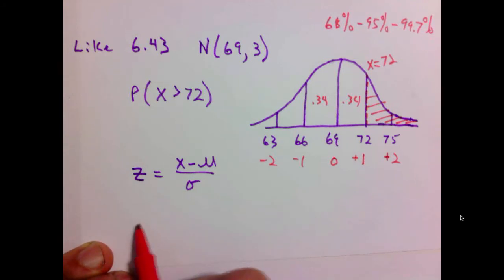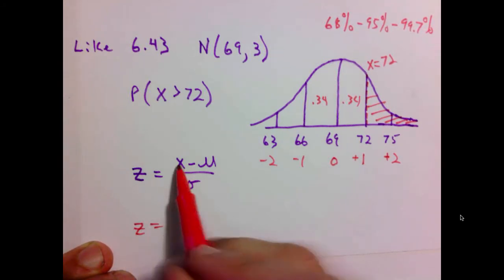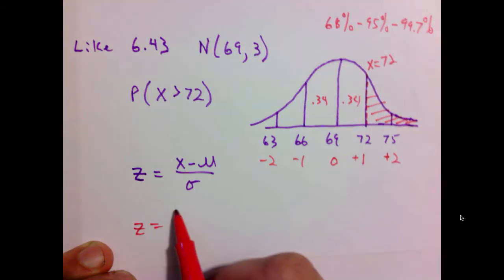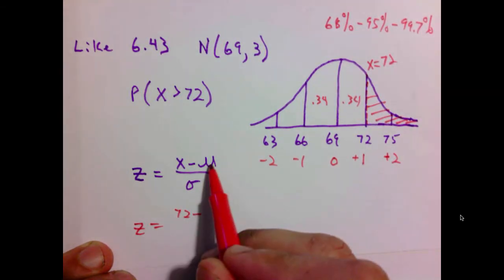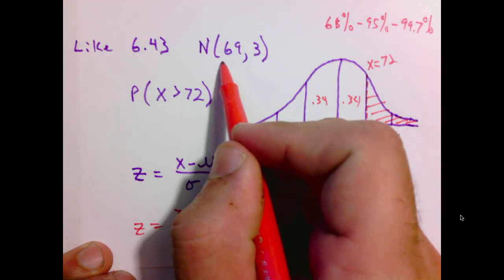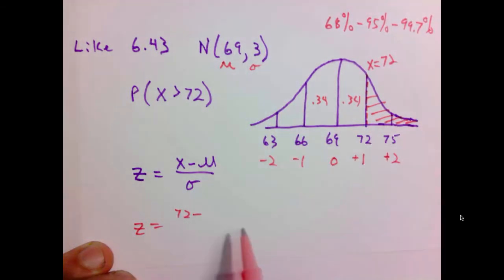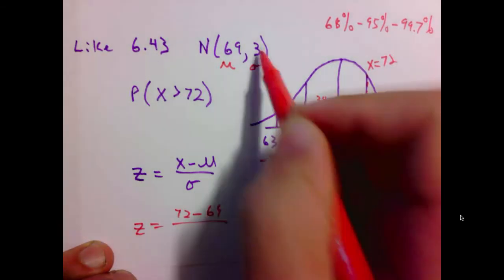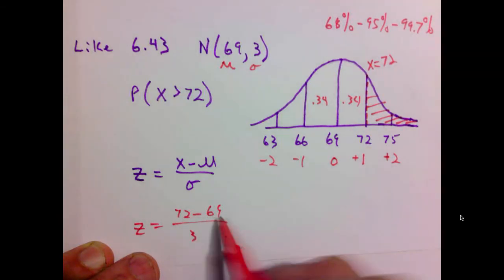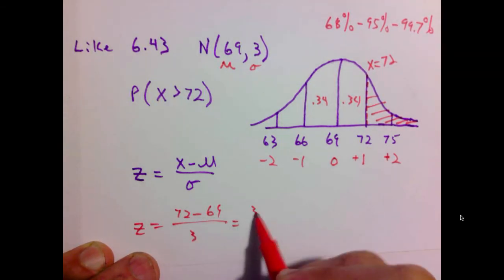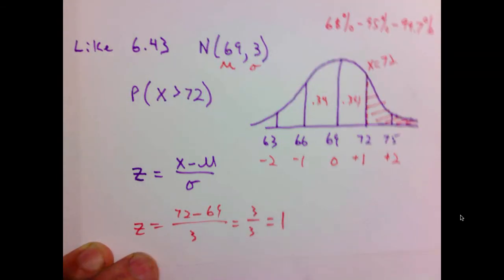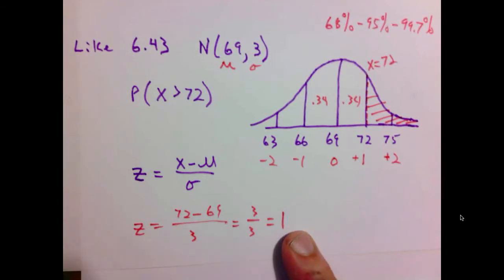Z equals x, our observation, in this case 72, subtract our mean, divided by our standard deviation. Our mean is 69. Our standard deviation is 3. 72 minus 69 is 3, and 3 divided by 3 is 1. So we want a z-score of 1.